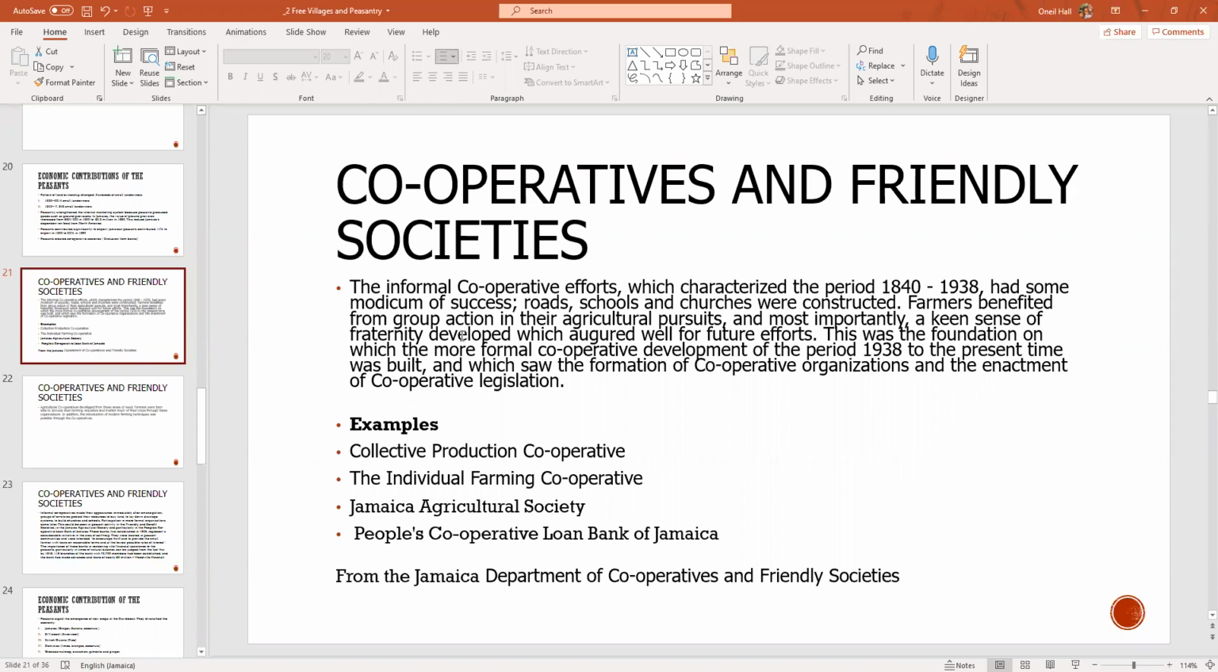This was the foundation on which the more formal cooperative development of the period 1938 to the present time was built, and which saw the formation of cooperative organizations and the enactment of cooperative legislation. Very good. Examples of some cooperative that the peasants started. So they started the collective production cooperative, the individual farming, the Jamaica Agricultural Society, the People's Cooperative, local Bank of Jamaica. So these are some examples.